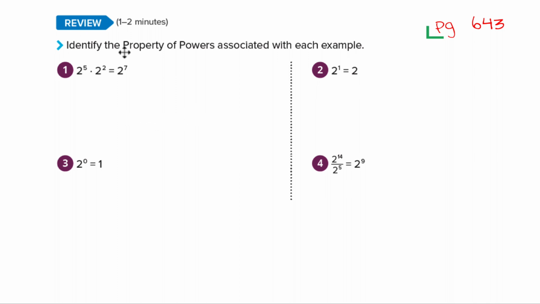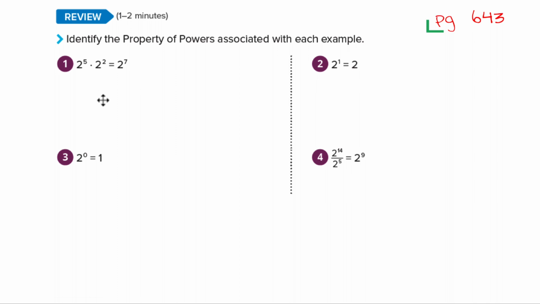Let's look at the property of powers associated with each example. So here we see that 2 to the 5th times 2 squared equals 2 to the 7th. Or another way to think about this is we have 5 2's and then 2 more 2's, and if we're multiplying them all together, that's going to give us 7 2's. That's not a difficult concept, right? But that's one of those exponent rules that a lot of students have forgotten. It's called the product rule of powers.